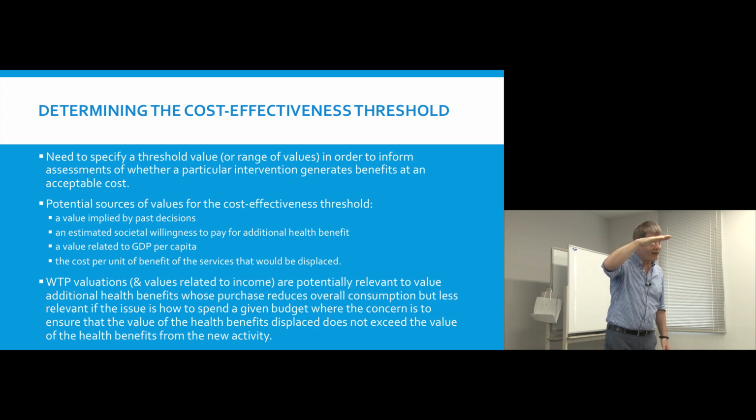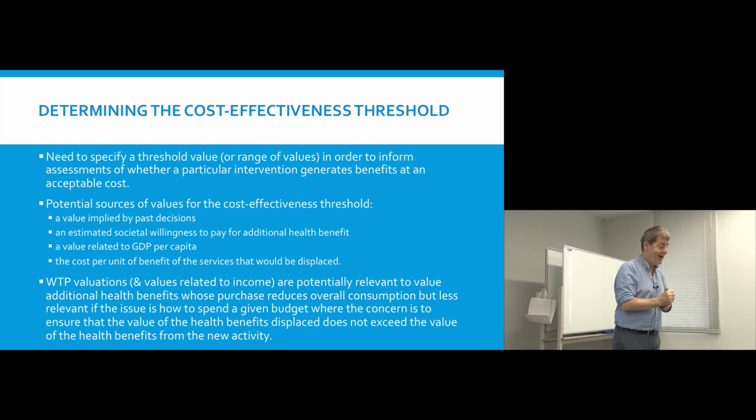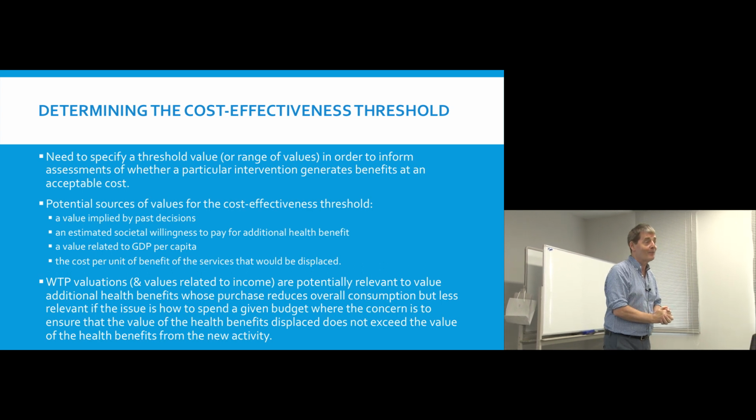And as we lower the threshold, fewer of these new activities will appear good value. Fewer new activities will appear cost effective. And we could bring the cost effectiveness threshold down sufficiently that affordability and cost effectiveness match again. Those are the two options. There really isn't any other option.